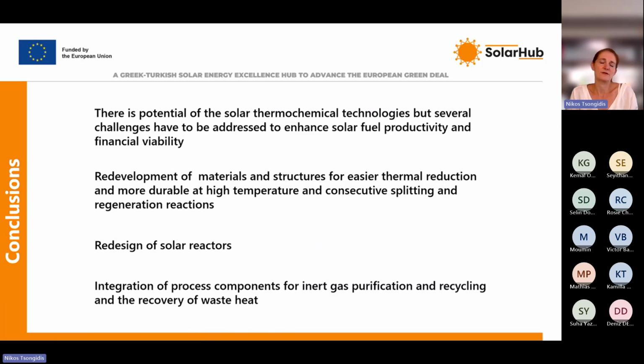This means redevelopment of materials, redesigning of the solar reactors, and also including in the solar technologies other processes that would improve the efficiency of the whole process of solar fuel production.